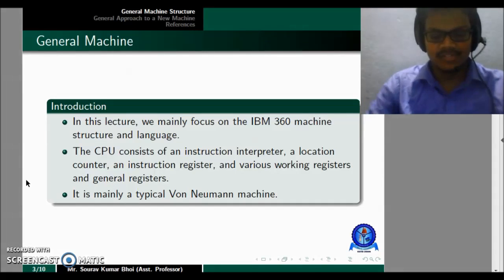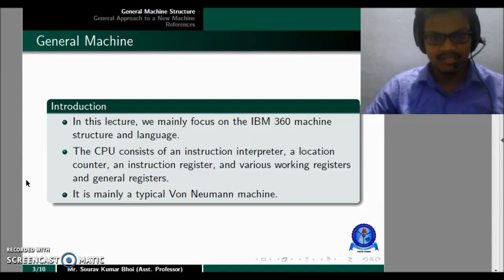Then the general machine. A general machine is nothing but a von Neumann machine, which we discussed in the first chapter: a computer system mainly consists of a memory, an arithmetic logic unit, a central processing unit, a control unit, and input output ports. In this lecture we will mainly focus on the IBM 360 machine instructions, structure and language. In the whole course we will study the IBM 360 machine.